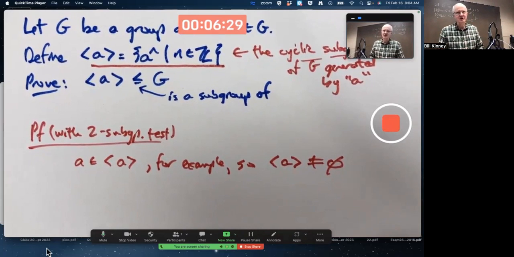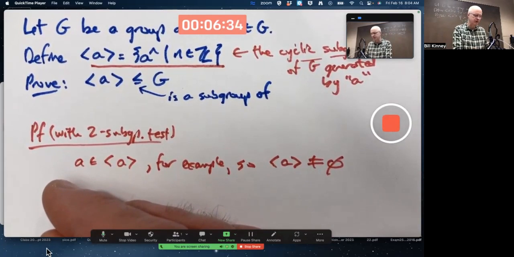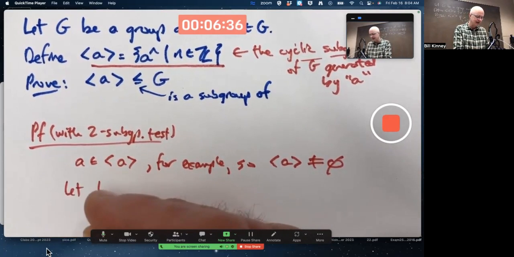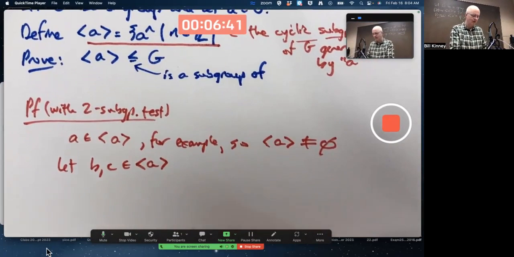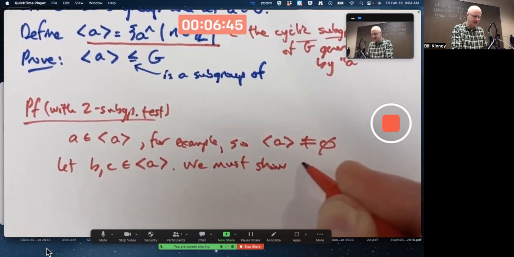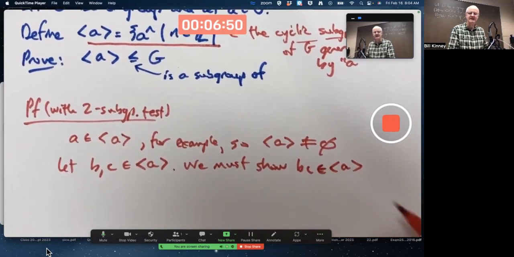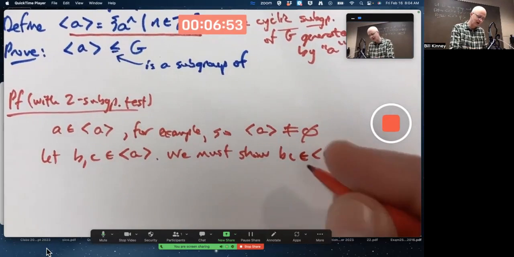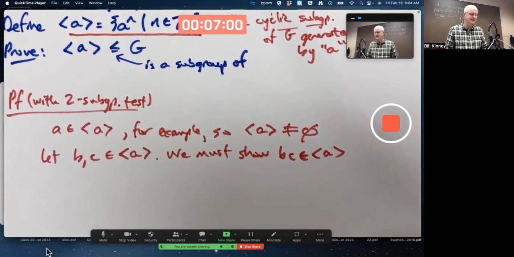There's a couple different ways you could do this. You could say, for example, to verify closure under multiplication, let's say B and C be in here. We must show B times C is in there. Introducing these new letters B and C is a little bit, well, unnecessary, because what I'm about to do is very much relate them to A, but maybe for emphasis, it's worth doing it like this.